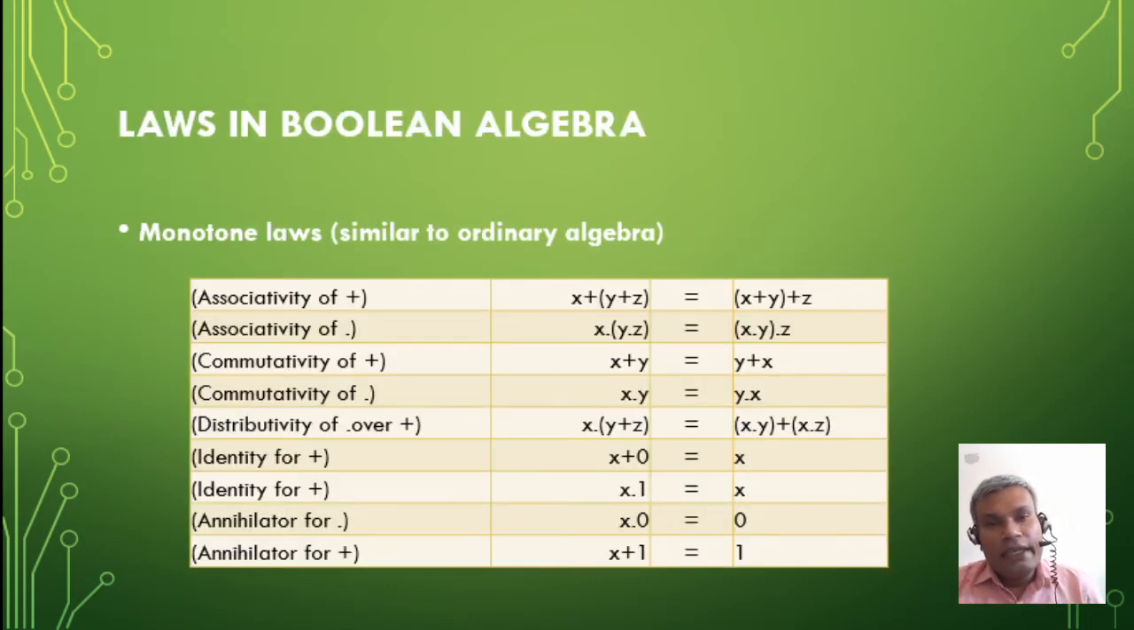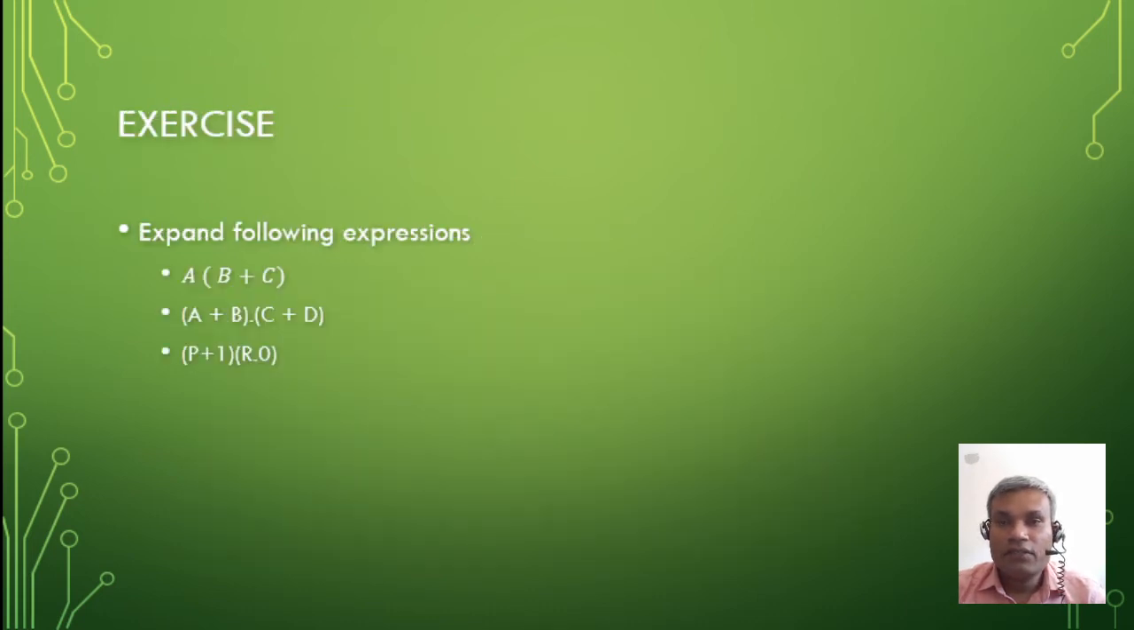Like in algebra, you have different laws in Boolean algebra. The laws represented here are quite similar to the ones you find in ordinary algebra, so I will not explain much. You can see if you add y and z first and then add x, it is the same as first adding x and y and then adding z. And if you add a 0 to x, it's the same as x. So these things are quite common, and you can probably get an idea of how they work.